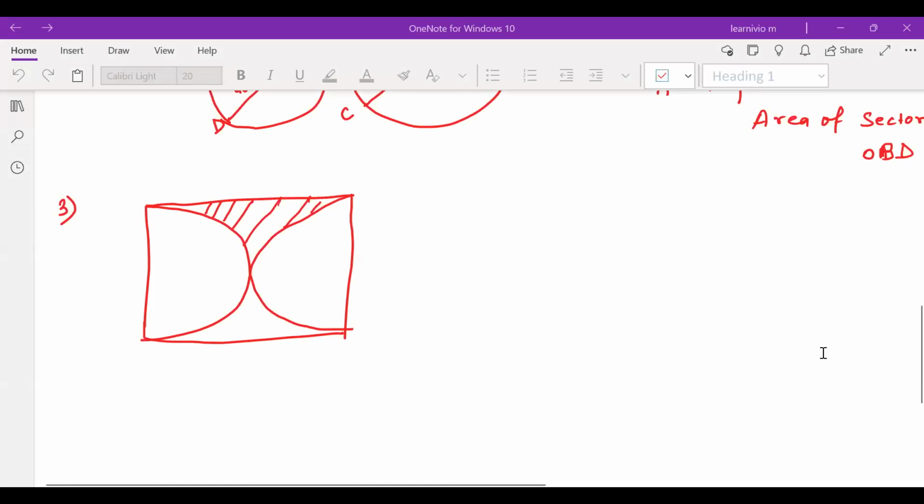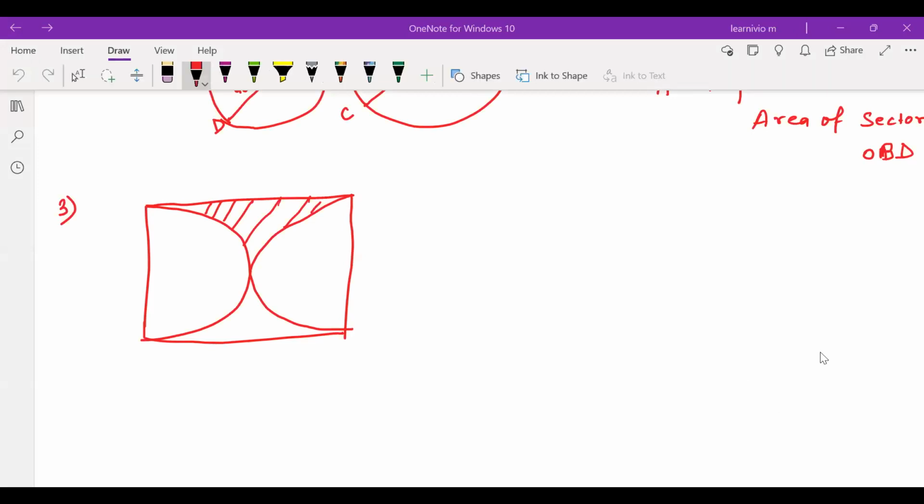Can you both see the screen? Yes, ma'am. Can you see the screen, Madiha and Jasleen? Yes, ma'am.